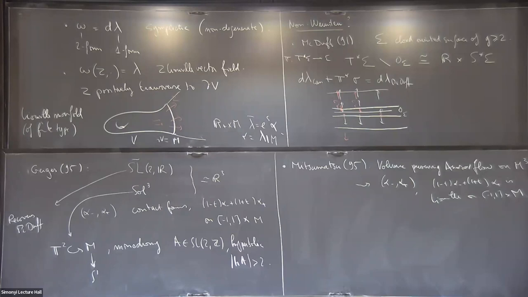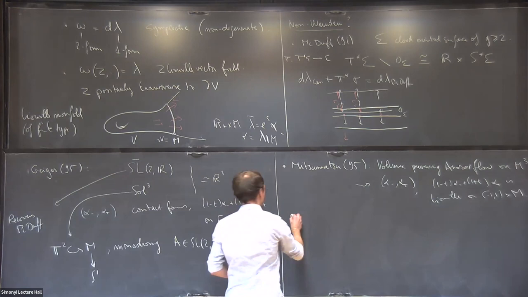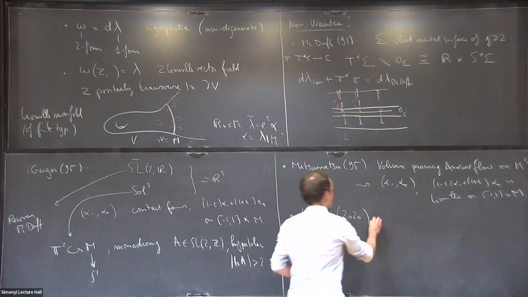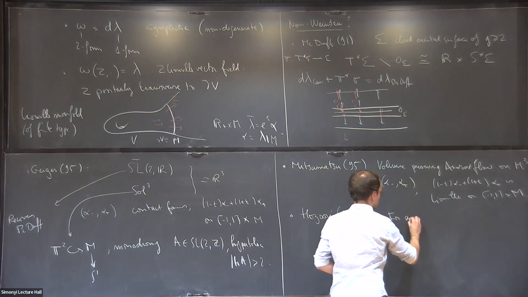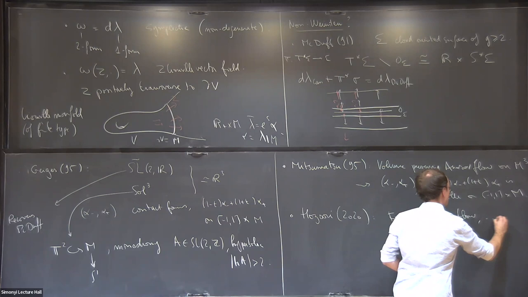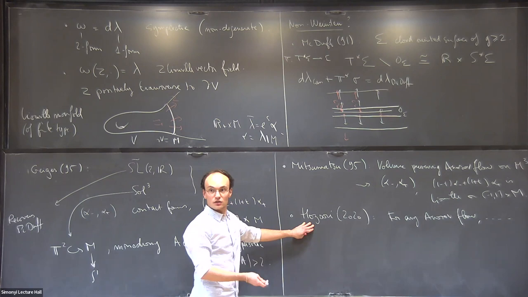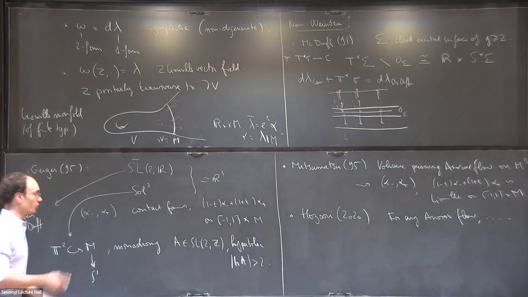Okay, and even more recently, Surena Hozoori, in the first version of the paper on arXiv from 2020, generalized it and essentially removed the volume preserving assumption. So for any Anosov flow, there exists a pair of contact forms like this, giving you the Liouville form. And actually, it proves more than that. It gives a characterization of Anosov flows in terms of suitable pairs of contact forms satisfying some Liouville condition.